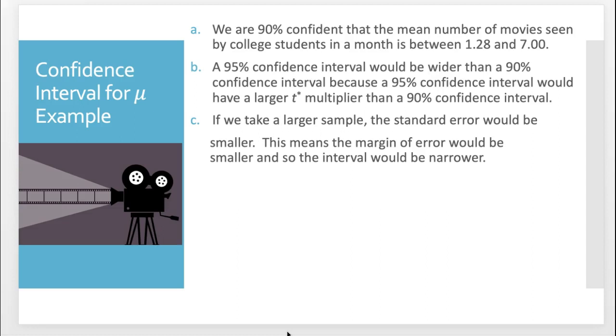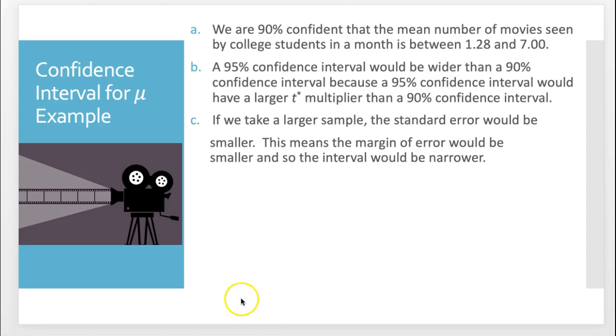So we are 90% confident that the mean number of movies seen by a college student in a month is between 1.28 and 7.0. And really what we're saying there is we're 90% confident that an interval contains the true mean of 1.28 movies and 7 movies. So on average, the number of movies is between there.